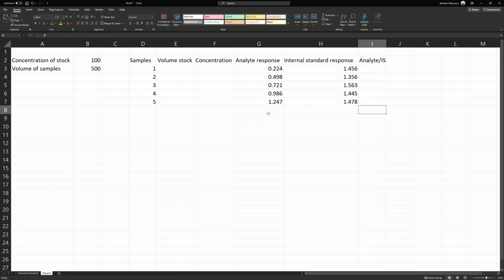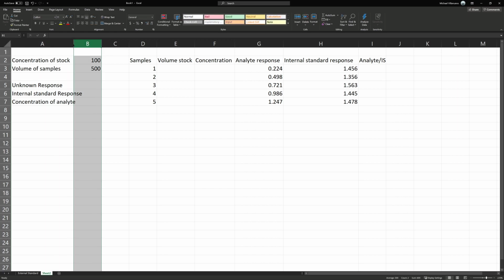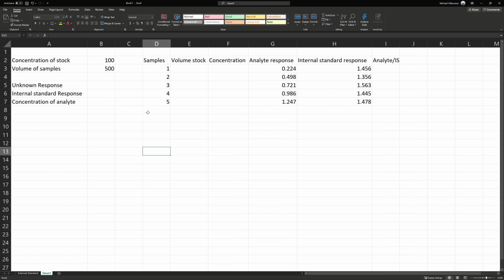What else do I need? Oh. Unknown response. Internal standard response. Concentration of analyte. So here we go. Our setup is all ready.